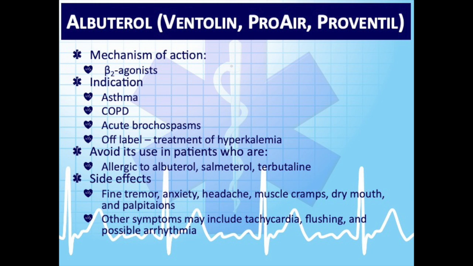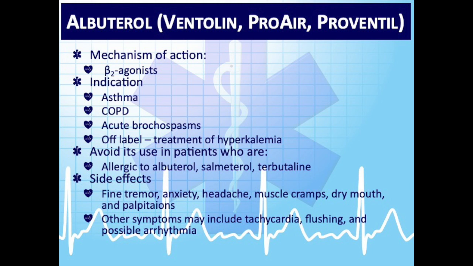I was talking a lot about asthma, okay? But albuterol, you can actually use it for COPD. You can use it for acute bronchospasms, maybe bronchitis. A patient comes in, they maybe get an antibiotic, but they also get an albuterol inhaler to help open up their airways. And like I said, it's an off-label use for the treatment of hyperkalemia.